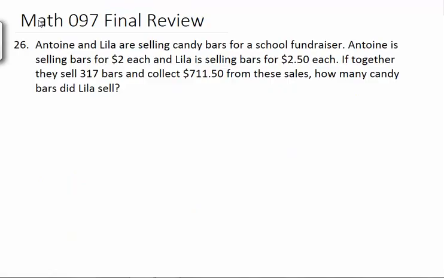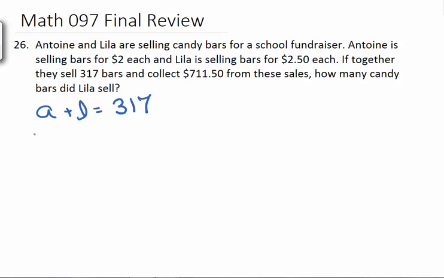26. Antoine and Lila are selling candy bars for a school fundraiser. Antoine is selling bars for $2 each, and Lila is selling bars for $2.50 each. If together they collect 317 bars and collect $711.50 from these sales, how many candy bars did Lila sell? Well, one thing we know is that there was a total of 317 bars. So if I add these two, I should get 317.